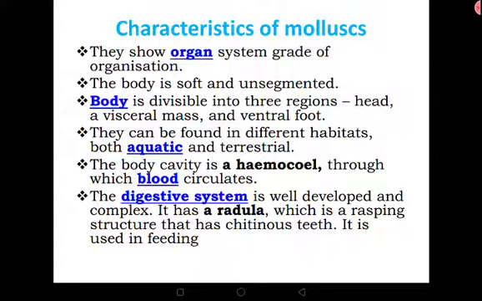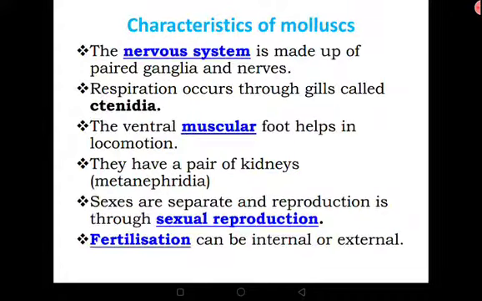The body cavity is the hemocoel, through which the blood circulates. The digestive system is well developed. If we say the digestive system is well developed, it means it has all organs ranging from the mouth to the anus. And then it has a radula, which is a tongue-like structure with some teeth in it, used for feeding, for capturing prey and also feeding. They have a nervous system that is made up of ganglia and nerves.